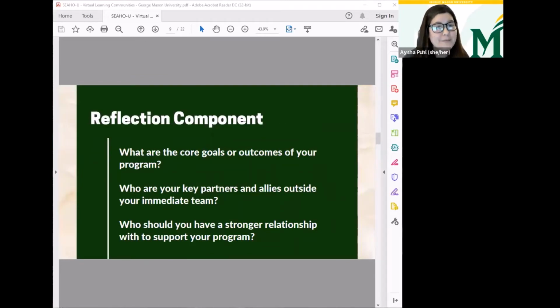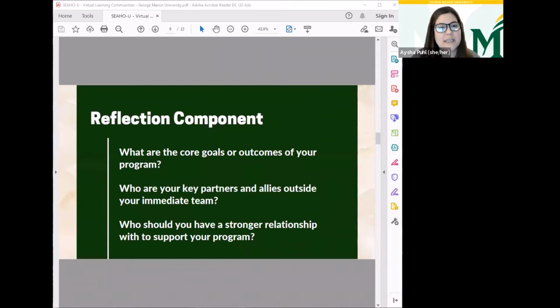So we're going to pause for our reflection. As we've shared so far, what are the core goals and outcomes of your program? So whatever program you selected earlier in Devon's slide when we started this worksheet, those core goals and outcomes are really important for us as we started to think about pivoting our program from an in-person model to a virtual model. Who are your key partners and allies outside of your immediate team?